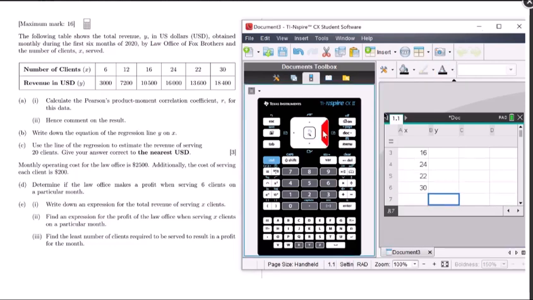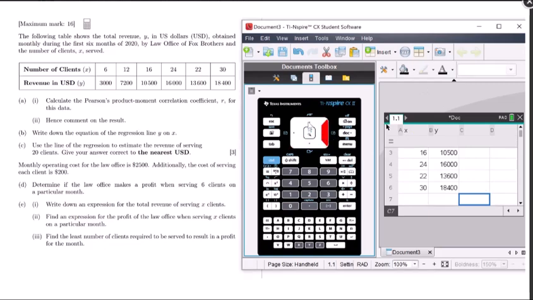Okay, I finished the first column there, tab across to the next column, up to the top, and now I enter the associated revenue. So 3,000, 7,200, and again I'm going to pause the video now and enter the rest in. Okay, so all the data is now entered.